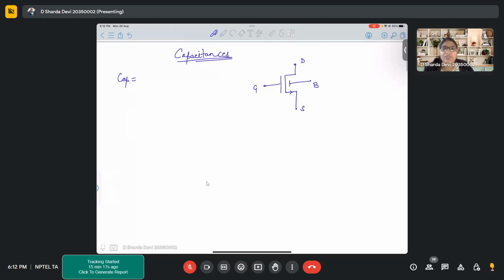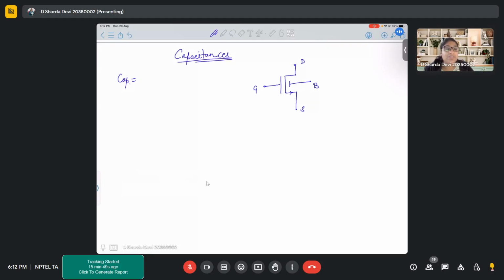Ma'am, it will limit the bandwidth. I mean, beyond a certain frequency, the signal will get attenuated. We need to take care of frequency. Yeah. So it is basically a frequency-dependent component. The behavior of your circuit changes with frequency because of these capacitances. So that is the reason it is very important to understand.